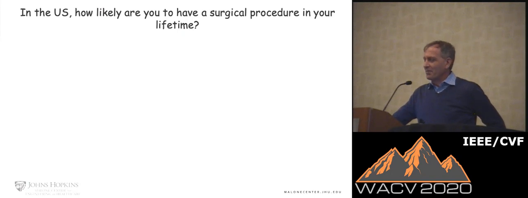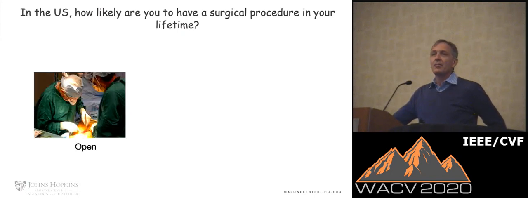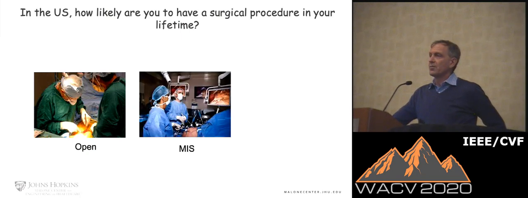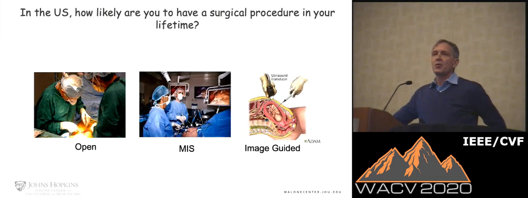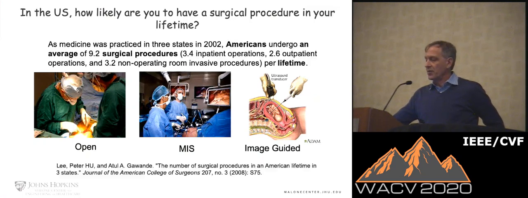So the answer is, if you think about all different types of surgeries, there's open surgery, there's minimally invasive surgery. There's also surgical procedures referred to as image-guided surgery. They don't really open you up, but they still move things in your body. Those are all interventional procedures of some sort, typically done under either visual or image guidance by a surgeon. On average in America, the average American undergoes 9.2 surgical procedures in their lifetime: about 3 inpatient, about 3 outpatient, and about 3 non-operating room invasive procedures, for example, biopsy.